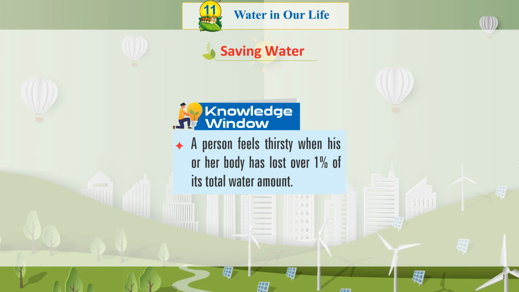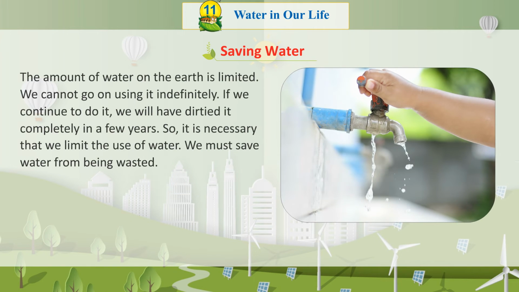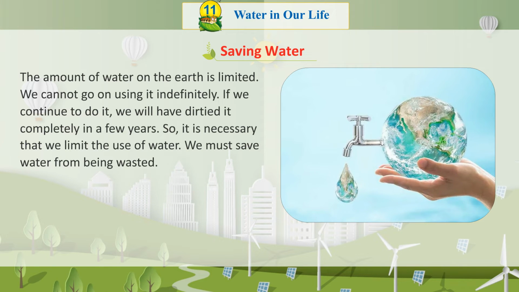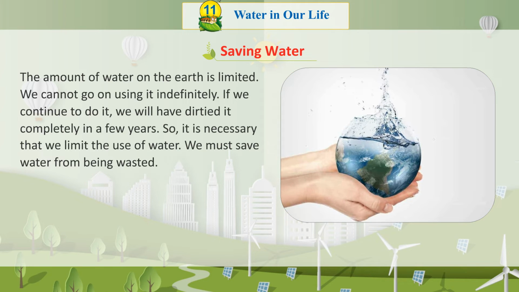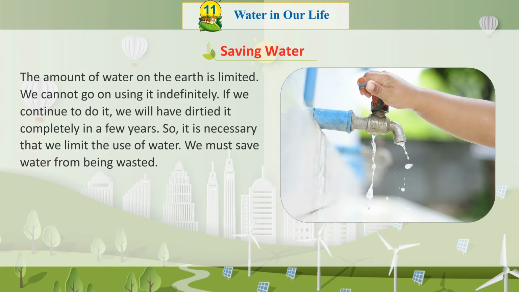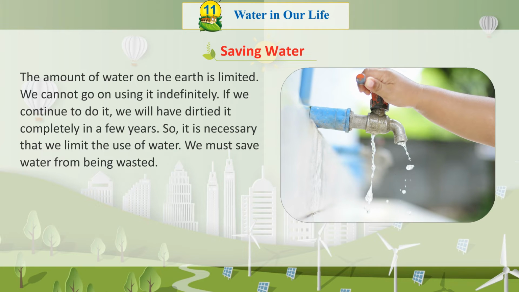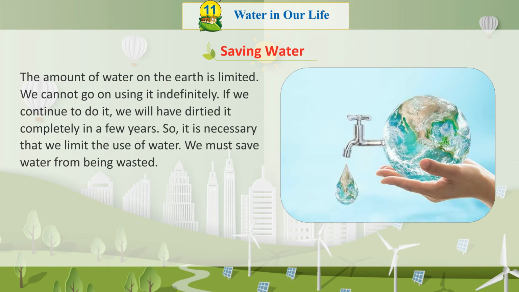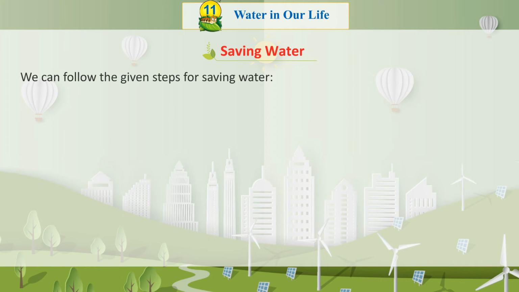Saving water. Knowledge window. A person feels thirsty when his or her body has lost over 1% of its total water amount. The amount of water on the earth is limited. We cannot go on using it indefinitely. If we continue to do it, we will have dirtied it completely in a few years. So, it is necessary that we limit the use of water. We must save water from being wasted. We can follow the given steps for saving water.